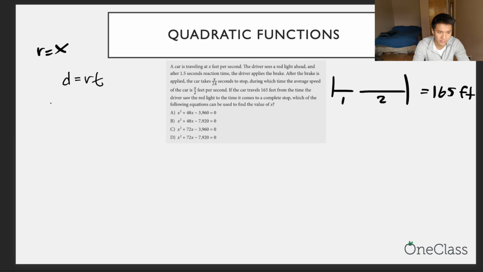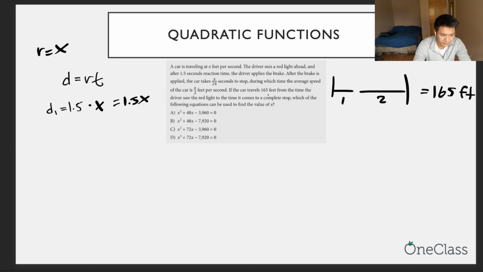Okay, so we have 1.5. So distance in part 1 is equal to 1.5 seconds times what? So we want the rate. How fast was the car traveling in the time between seeing the red light and pressing the brake? If the driver saw the red light but didn't press on the brake, that means he's going the same speed he was going before he saw the red light, which is, as we know, x feet per second. So that means the car was traveling at x feet per second for 1.5 seconds in phase 1. So that's going to give us 1.5x.